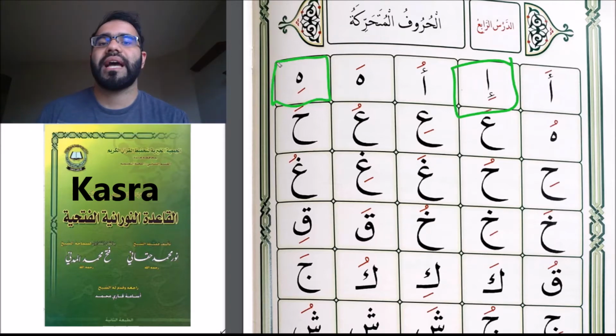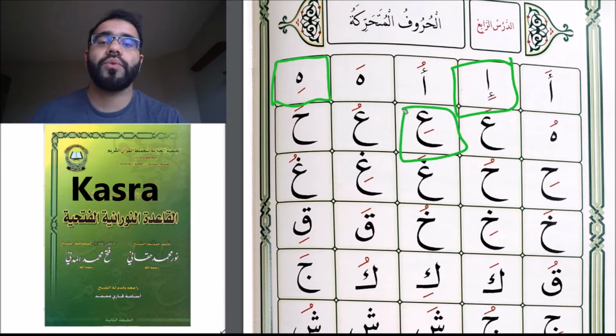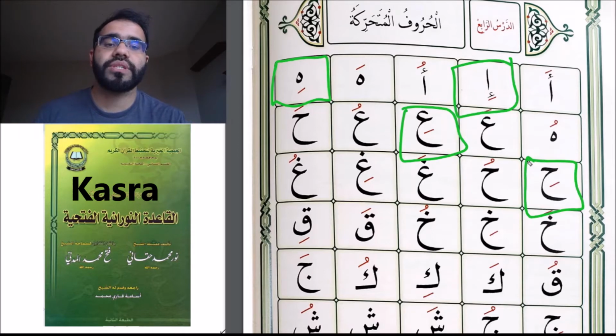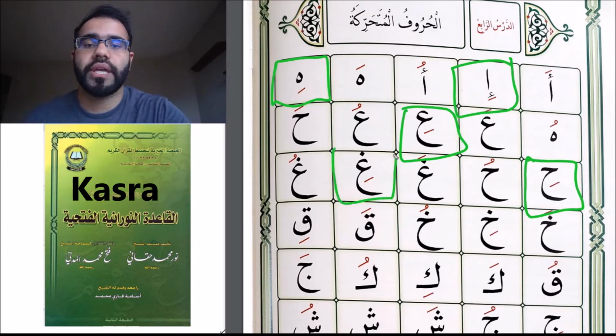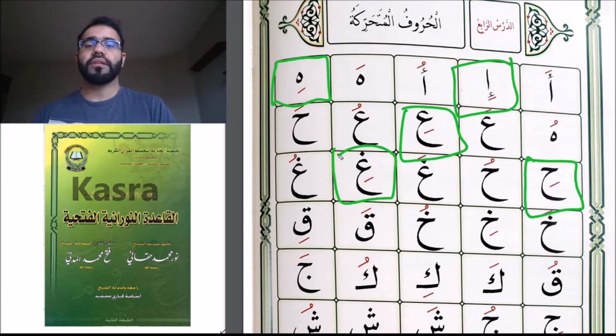Let's look at this one. This one has a ha with a kasra under it. We would pronounce it as he. Here's ayn with a kasra. We would say e. Here's ha with a kasra. We would say he. Here's ghain with a kasra. We would say ghi. Okay, so that's kasra.